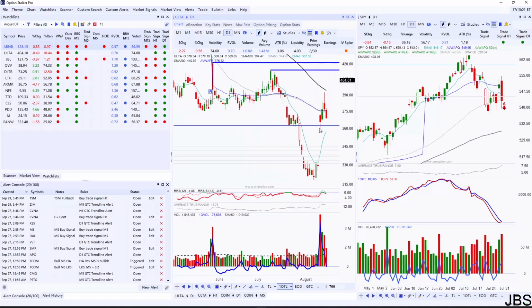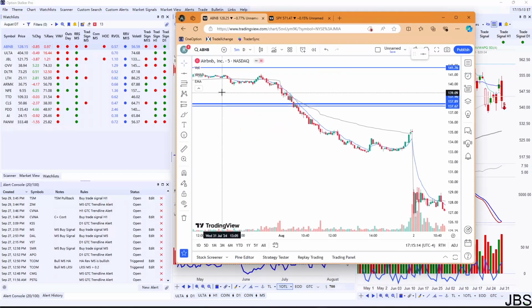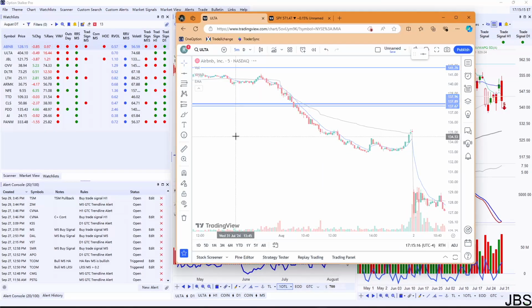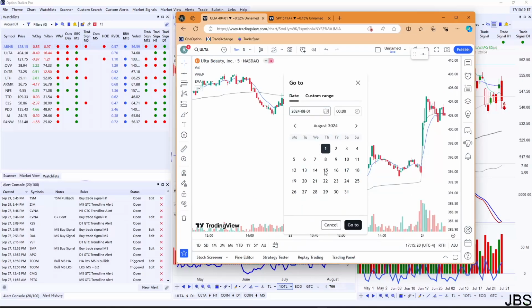ULTA is a very similar setup to Airbnb. Again, not rallying on a longer term basis, compressing while the market's rallying, then breaking through that compression on that kind of weakness. So very similar setup. Not going to go into it as much on the D1. Here's ULTA here on the second.